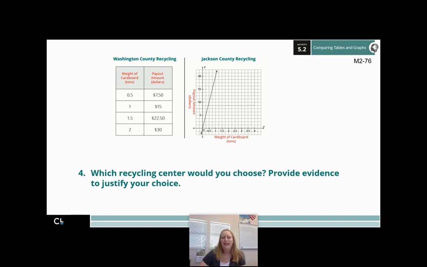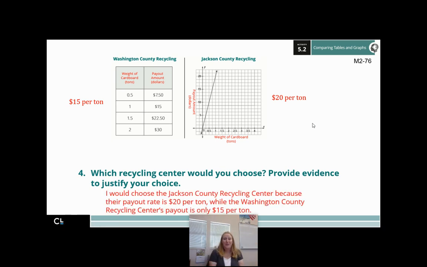All right. I hope you noticed something super important as we were doing this earlier. I hope you caught that Jackson County was paying out $20 per ton and that Washington County was paying out $15 per ton. We mentioned it earlier, but it's important to notice that now because you know what this means. This means I would choose Jackson County Recycling Center because their payout rate is more. Jackson County is willing to give me $20 per ton, and Washington County Recycling Center is only going to give me $15 per ton. Of course, I'm going to go to Jackson County. I can make a little more money that way.